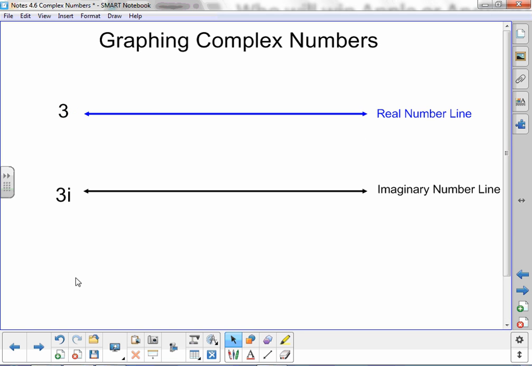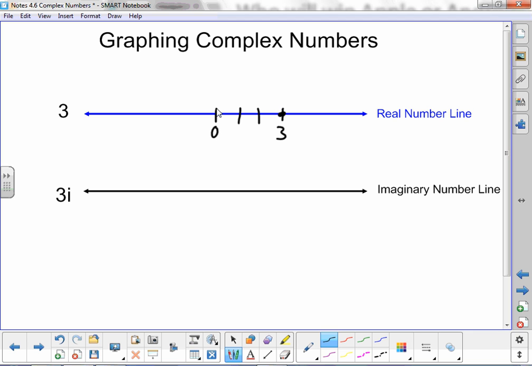Graphing complex numbers. So now that we know how to work with them operationally, I do want to show you guys how to graph them also. Now, this ties into number lines. If you wanted to graph a 3 on a number line, basically you'd start at 0 and then go 1, 2, 3. There's your 3, and you plot it.